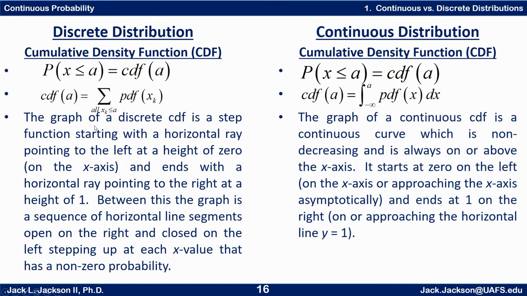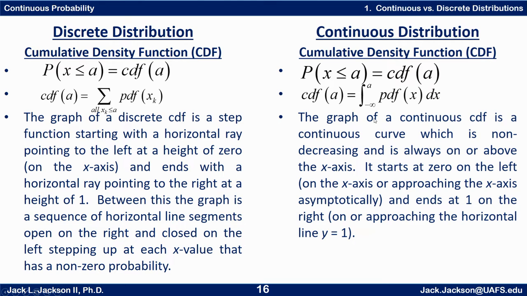So notice, if you think about this as a graph of a function, in the discrete case the CDF was a step function made up of a bunch of little horizontal line pieces. It started with a horizontal ray pointing to the left at a height of zero, in other words on the x-axis, and it ends with a horizontal ray pointing to the right at a height of y equals 1. In between, the graph is a sequence of little horizontal line segments, open on the right, closed on the left, and they're basically steps. The steps, or breaks, discontinuities, happen at each x value that has a non-zero probability. I'll show you a few examples in a few minutes to remind you.